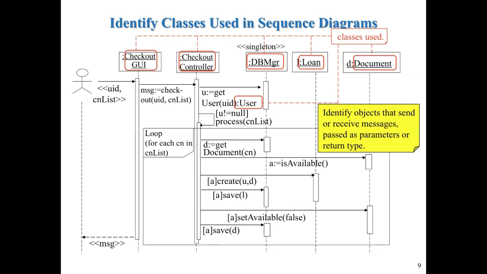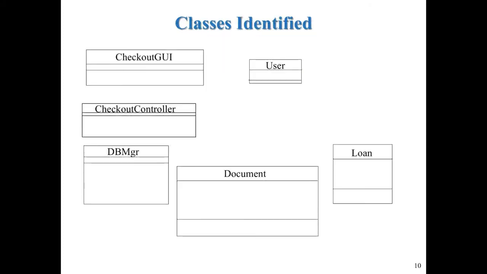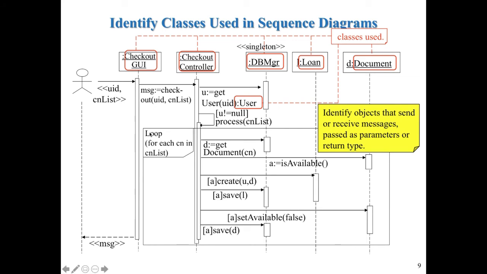Okay, and second step, what should you do? You should identify the objects that send and receive messages, that is, the parameters which are passed in the methods, as well as the return types. So what are the methods that have been used here? I don't see them here. Anyway, we can find it out. This is the method that we used. This is another method that we used. Sorry, I mean parameters, not the methods. What are the parameters that we are passing inside the methods?